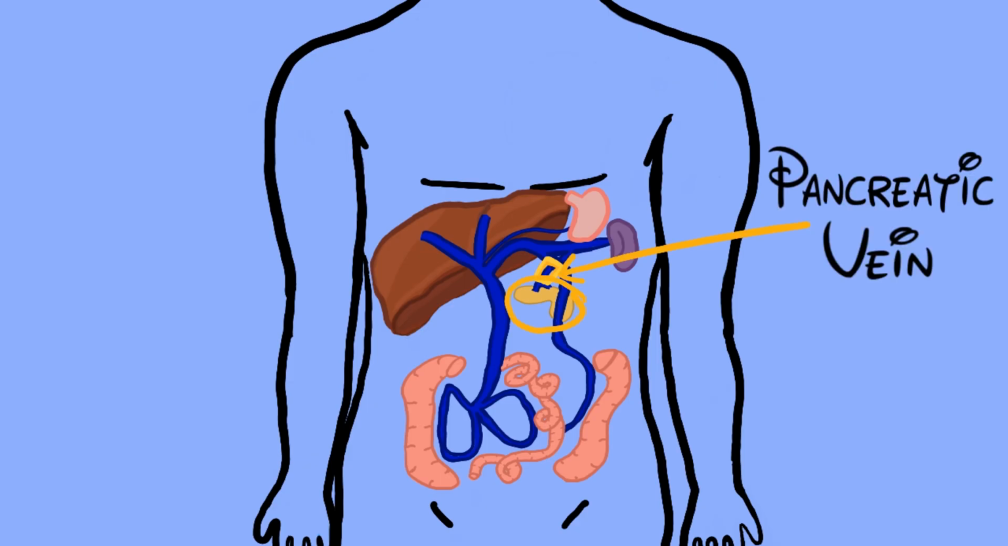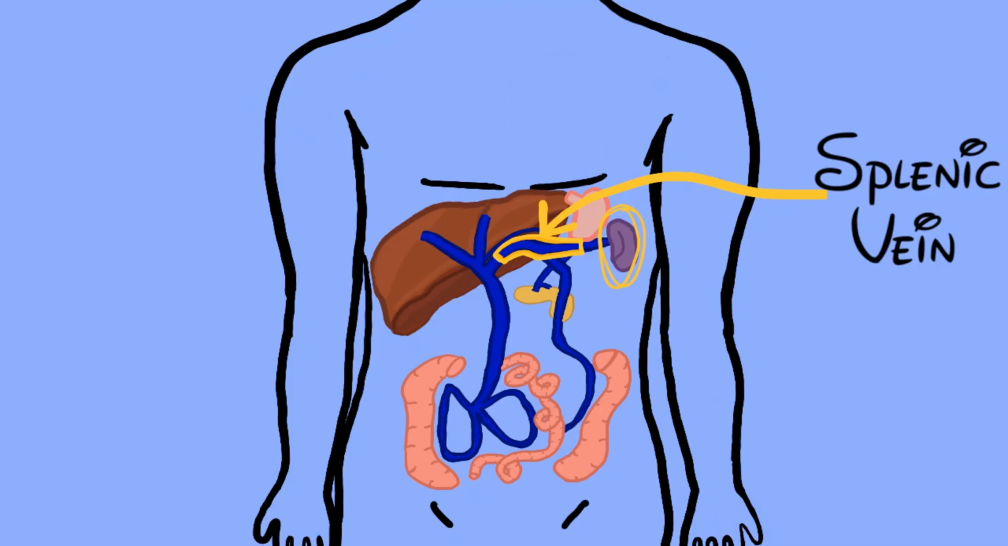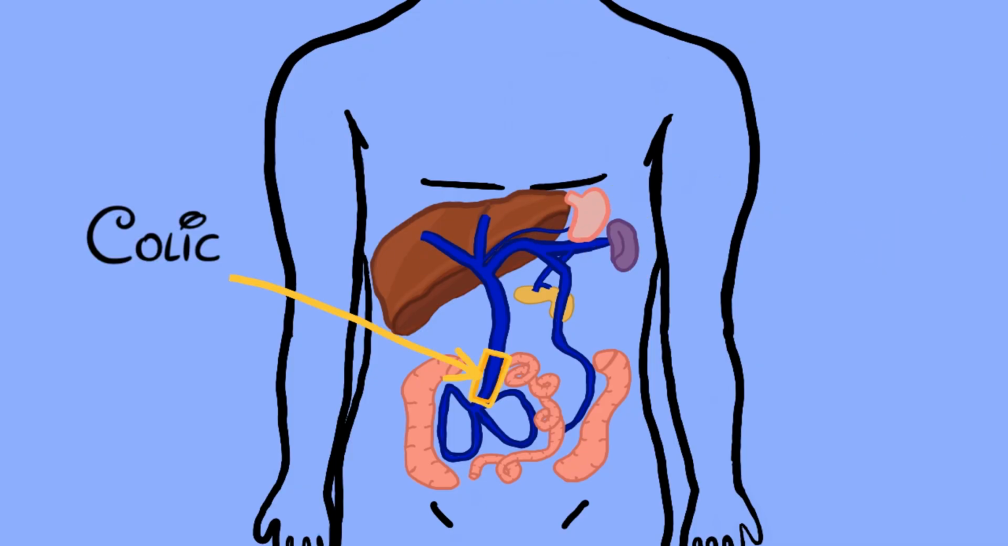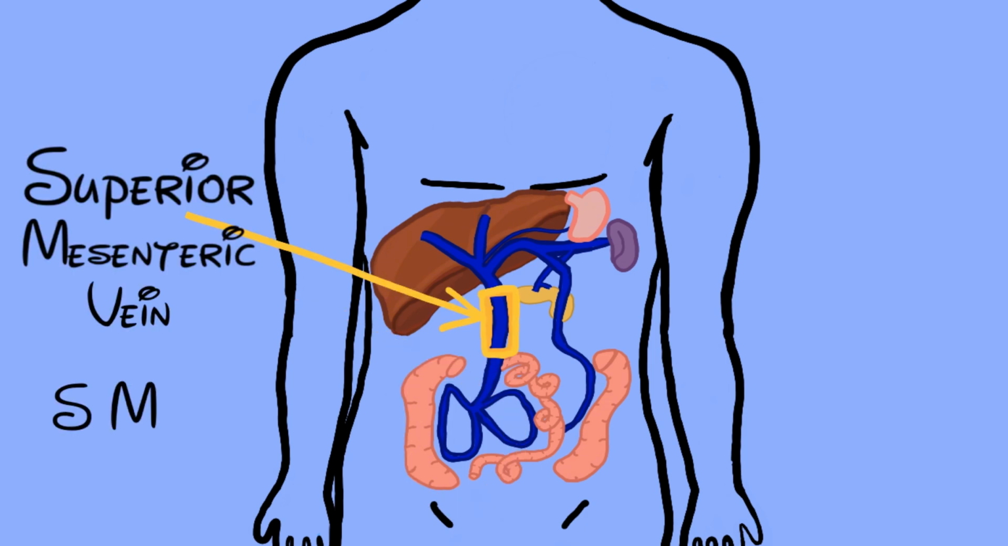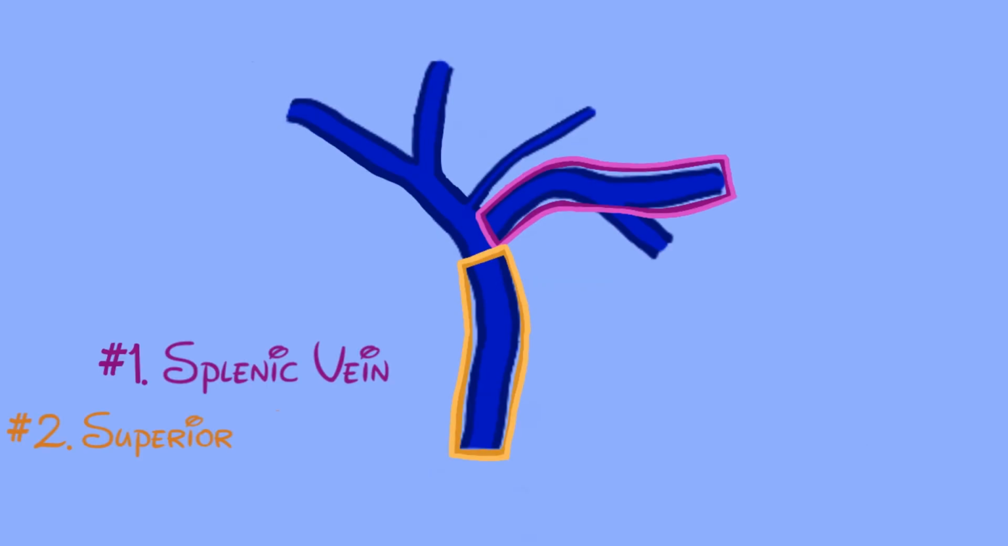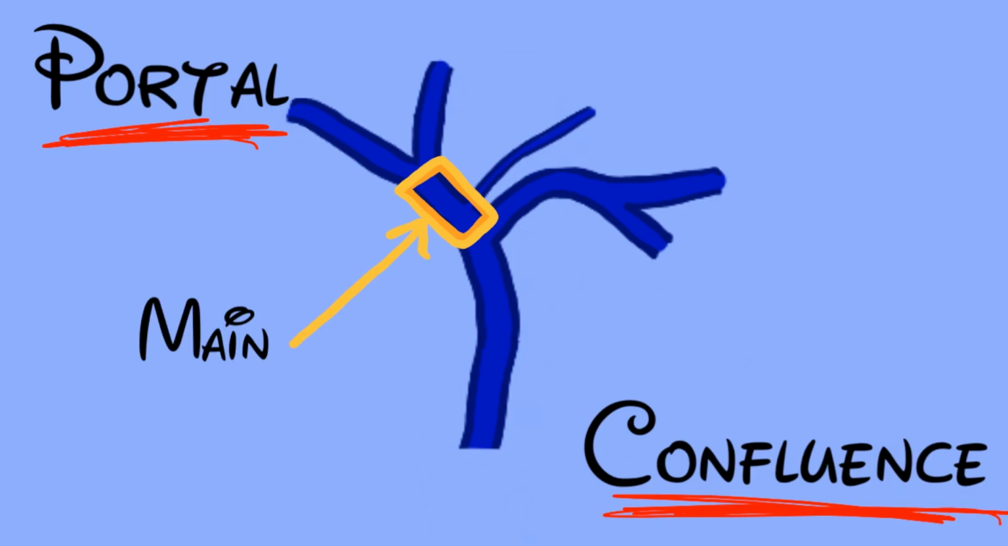The pancreatic vein drains the pancreas, and both drain into the splenic vein that drains the spleen. Then the colic veins that drain the small and right-sided large intestines drain into the superior mesenteric vein, or SMV. The portal venous system drains the deoxygenated blood from the splenic vein and superior mesenteric vein, and it goes through the liver. This is the portal confluence, and it becomes the main portal vein.